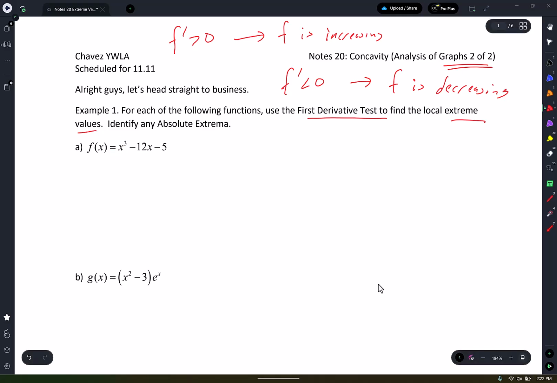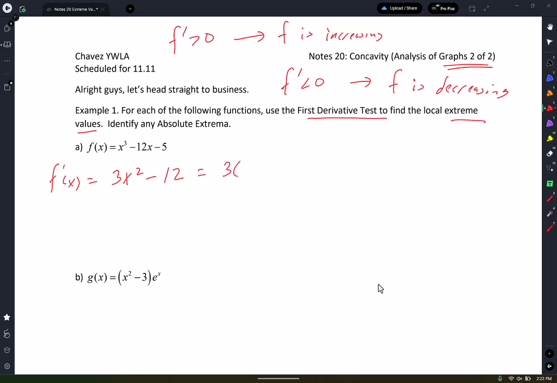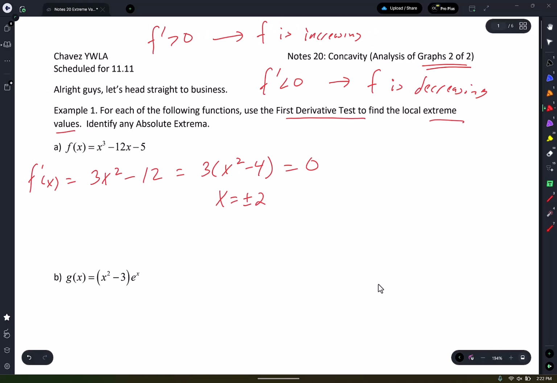I'm glad you guys remembered. So here we go. F prime of x is 3x squared minus 12. I'm going to find my critical numbers. So I'm going to factor out a 3, and I get x squared minus 4. Set that equal to 0. You could either do the difference of squares or just look at it. X squared minus 4 equals 0, so that means x equals plus or minus 2. Does that make sense to you guys? Okay, so that's just the algebra part.